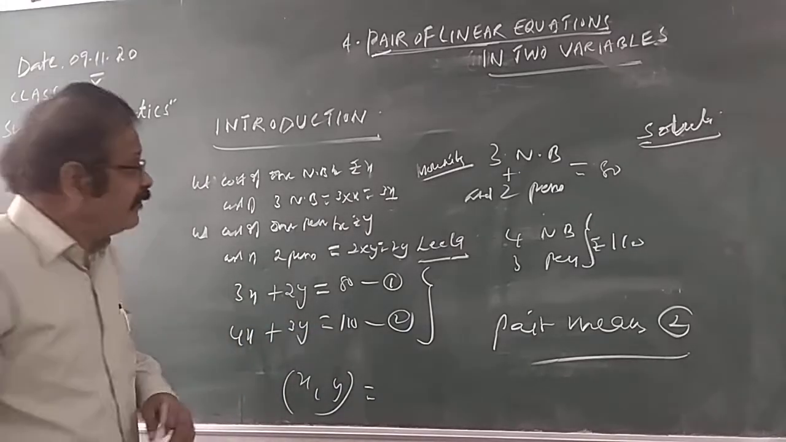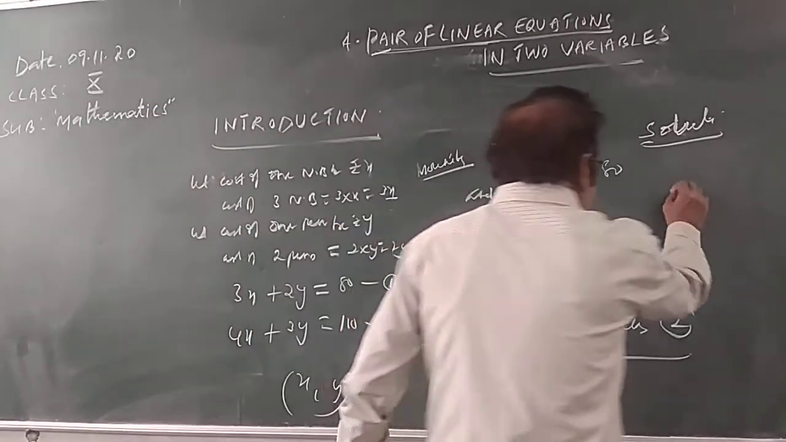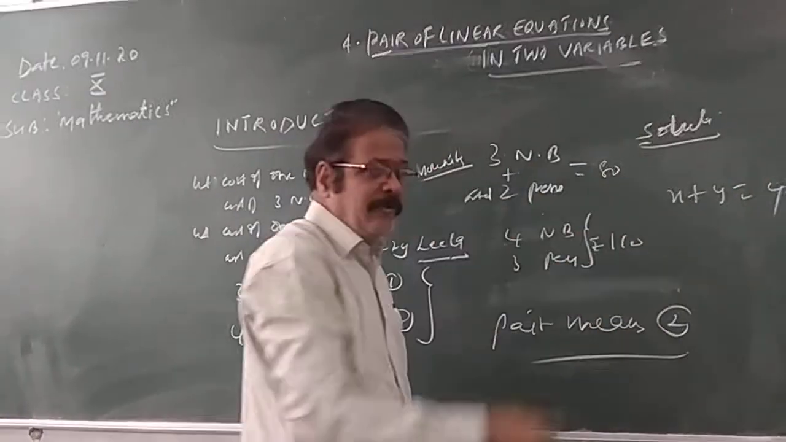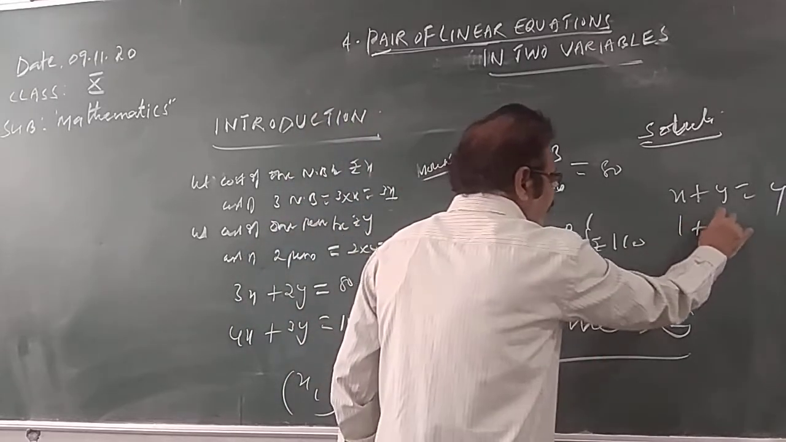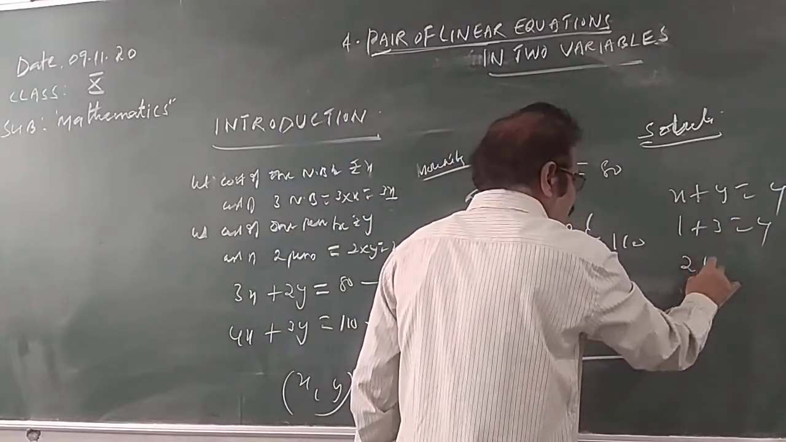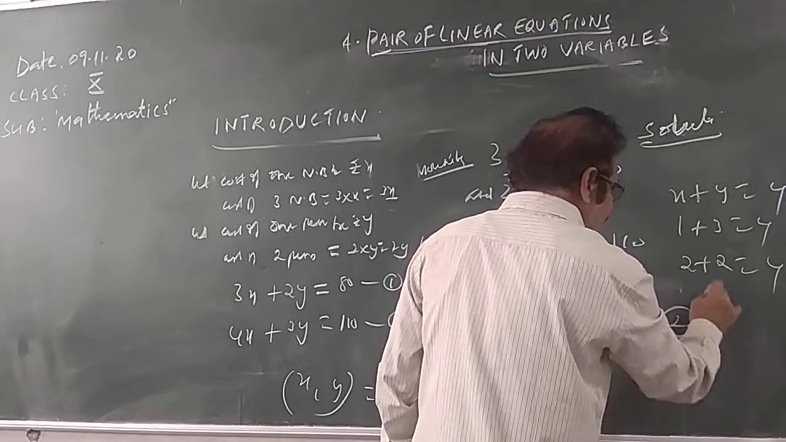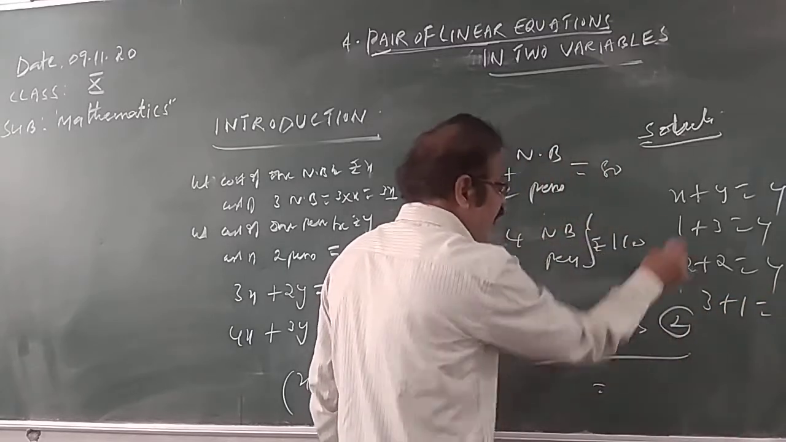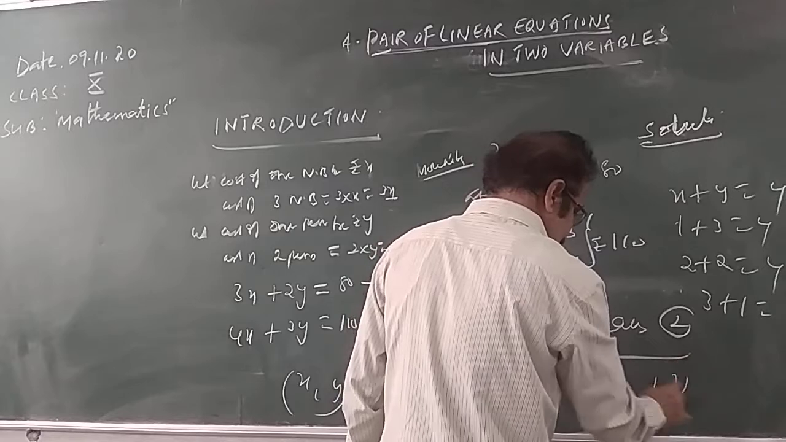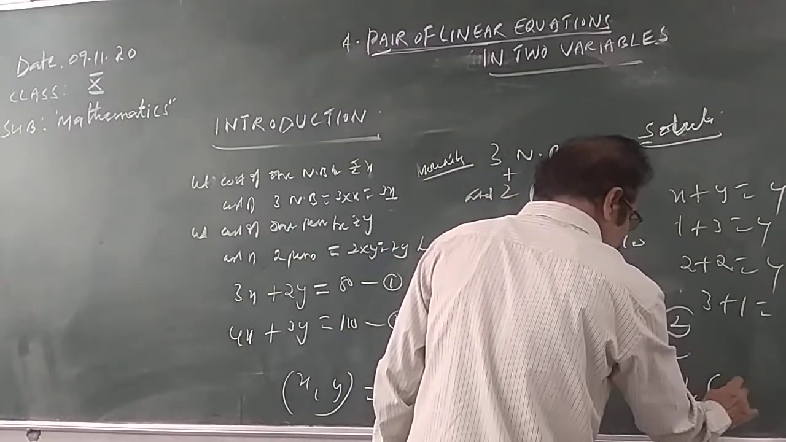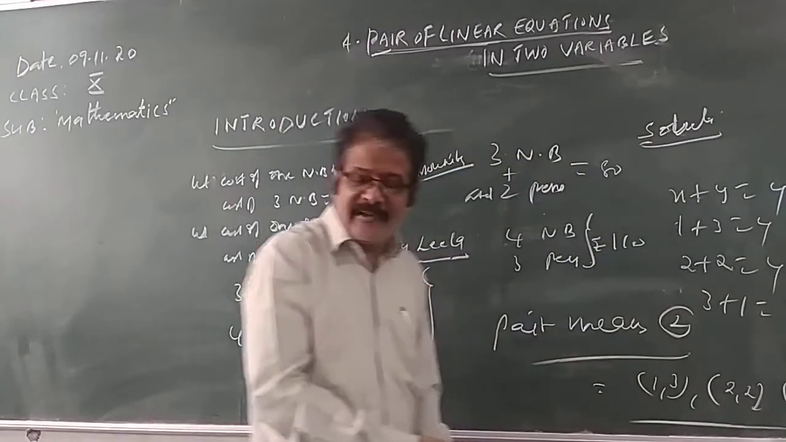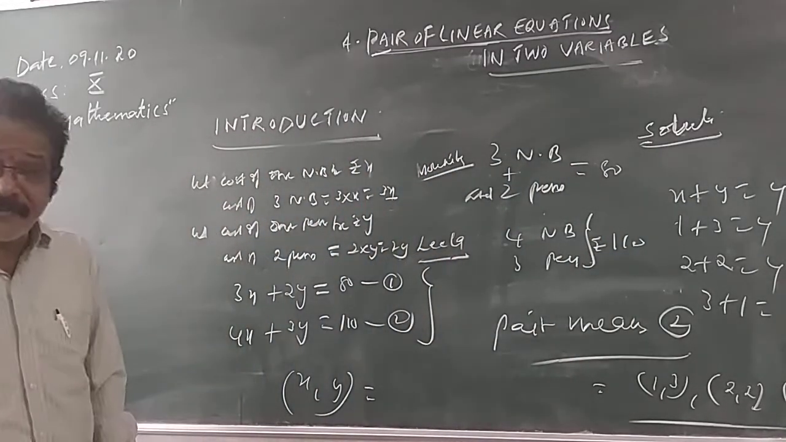Sometimes, for example, x plus y equal to 4. For which values of x and y does it become 4? X is equal to 1, y is equal to 3, it becomes 4. X is equal to 3, y is equal to 1, it becomes 4. So what are the solutions you got? x1, y3. Next, x2, y2. x3, y1. Like these solutions. Did you understand?